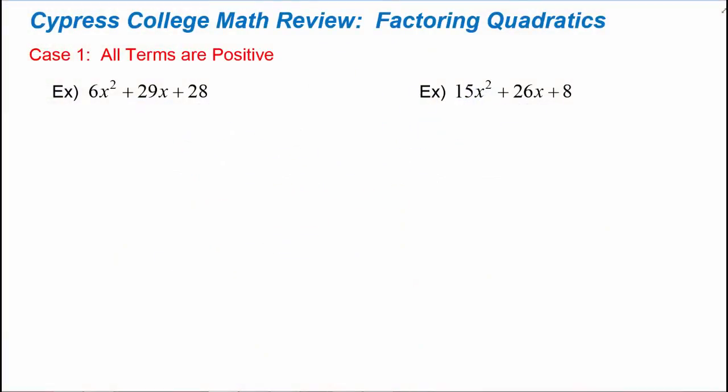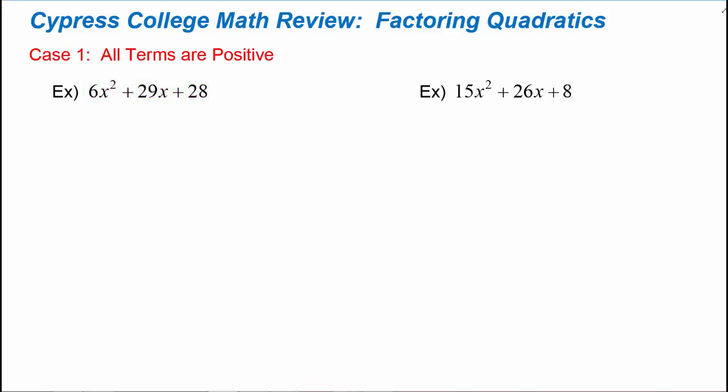We're going to look at three different cases here in basic factoring of quadratic expressions. In the first case, all the terms are positive. In this example, we have 6x squared plus 29x plus 28.